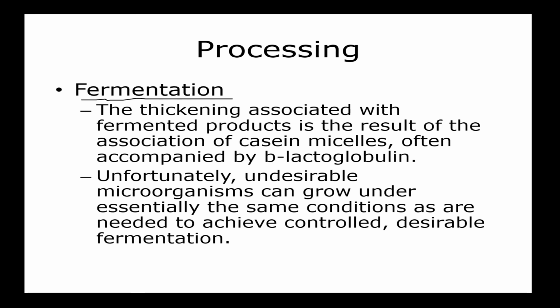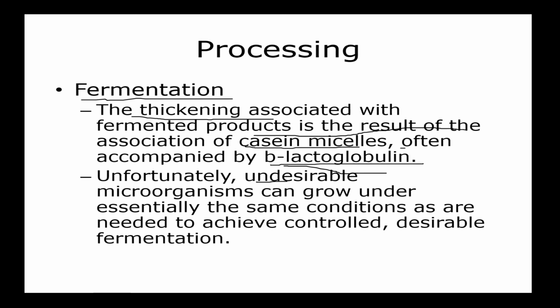Talking more about the fermentation process, the thickening associated with fermented products is the result of the association of casein micelles, often accompanied by beta-lactoglobulin. Beta-lactoglobulin is present mainly in whey protein. Whey, as we know, is the second type of protein present in milk, and the protein in whey is beta-lactoglobulin. That is involved in the fermentation process for the association of casein micelles.